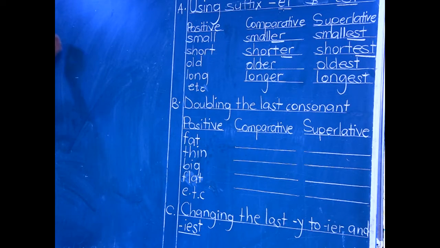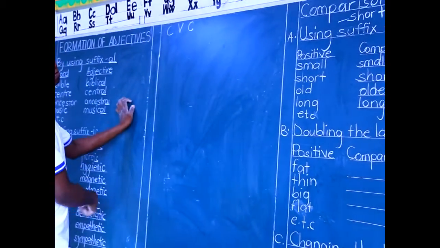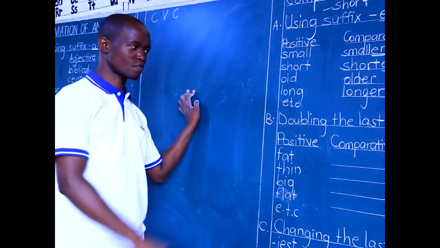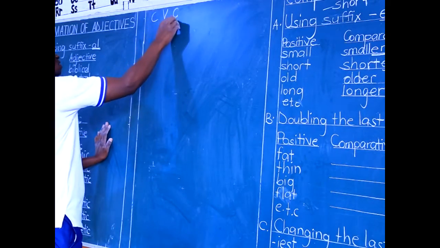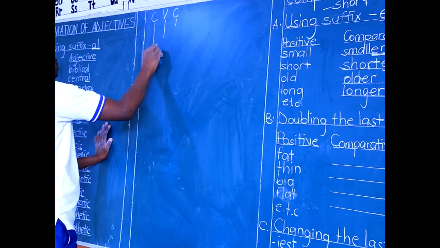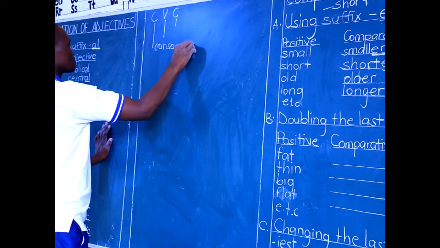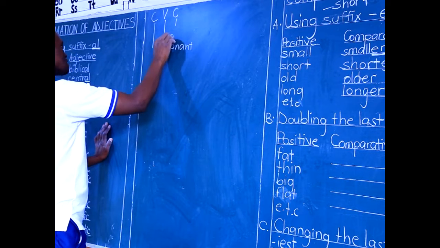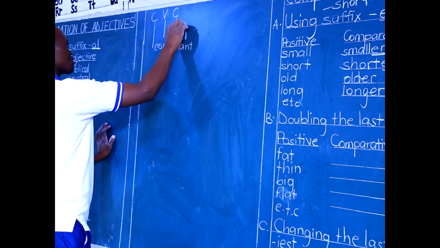We are saying before you double, think of the CVC rule, which has been a song right from P1, P2, P3 up to P6, where C stands for consonant, V stands for vowel, and lastly, this C stands for another consonant.